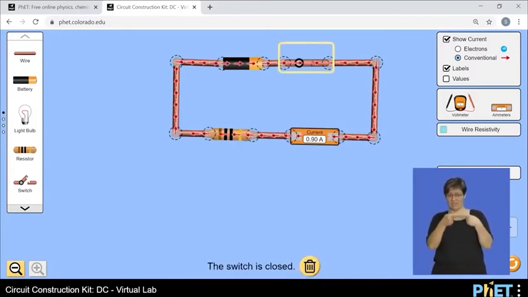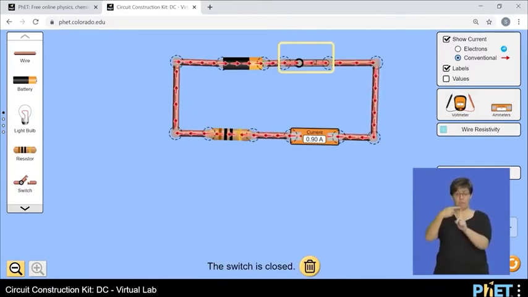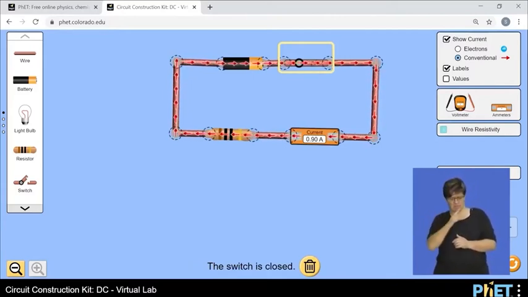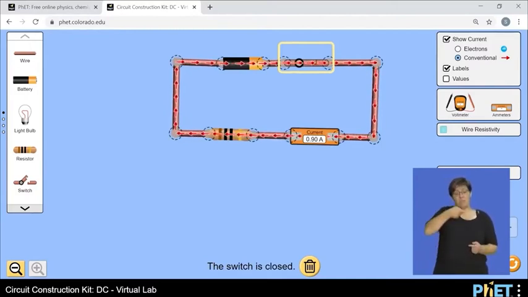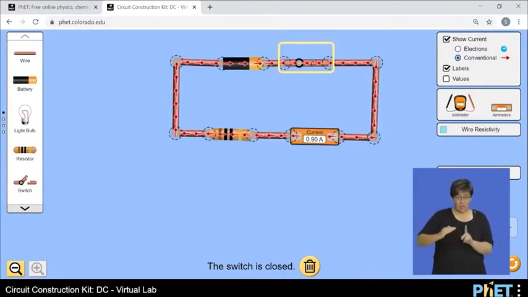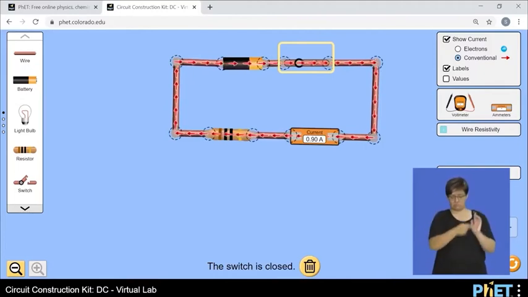So if we close that, we can see the conventional flow of current which occurs from the positive terminal to the negative terminal. Now, the current reading of 0.9 amperes, what does it tell us? It tells us that there is 0.9 coulombs of charge that pass through any point in this circuit, even through the resistor, for every second.